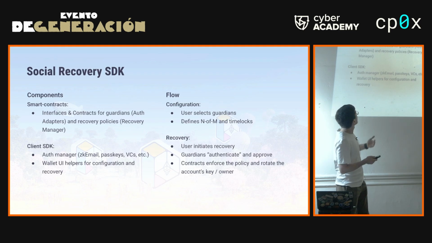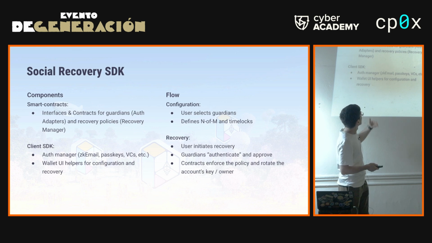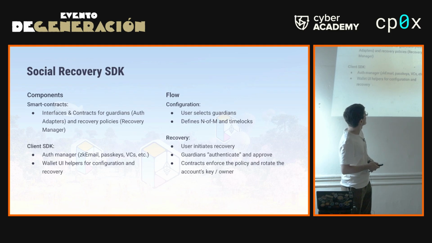So what is the social recovery SDK? Basically, we distinguish it into two components. One is smart contracts, which are basically interfaces and contracts for guardians. We have auth adapters, which are smart contracts on chain that verify different auth methods, and something to manage recovery policies. We call it the Recovery Manager.